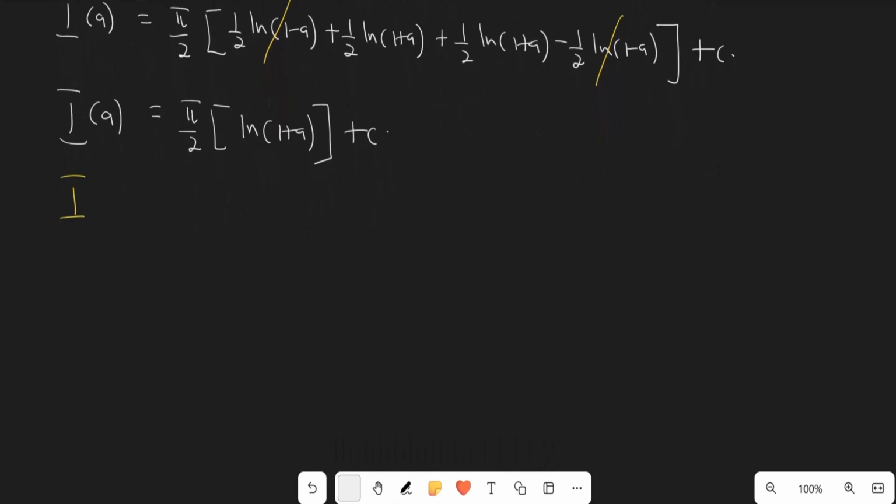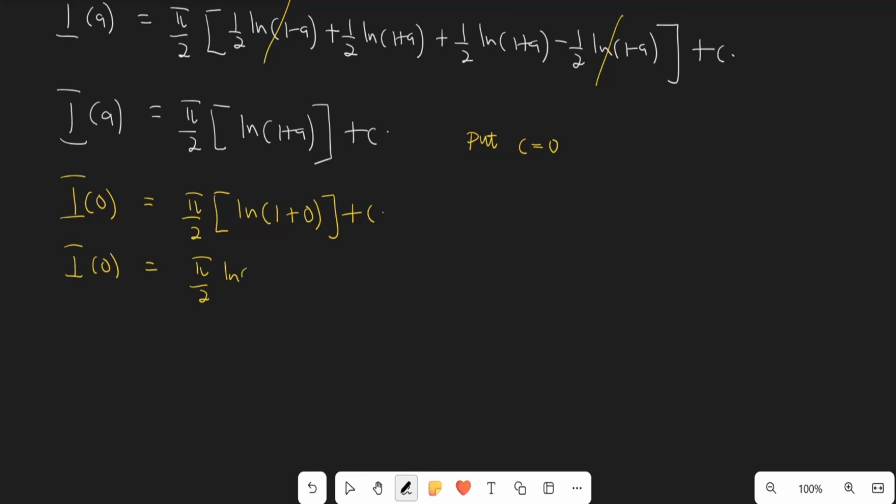If we have I of 0, so we are going to put a to be equal to 0, right? So I of 0 here is going to be equal to pi over 2 the ln of 1 plus 0, right, plus the constant of integration. So I of 0 is going to be equal to pi over 2 times the ln of 1 plus c. But ln of 1 is 0, so we are going to just have c.